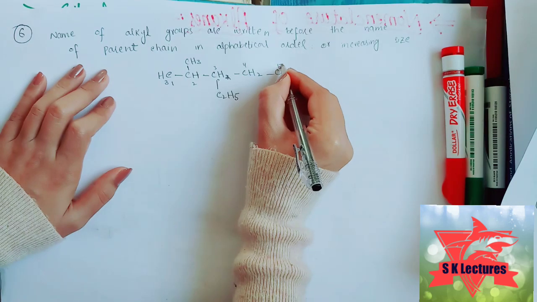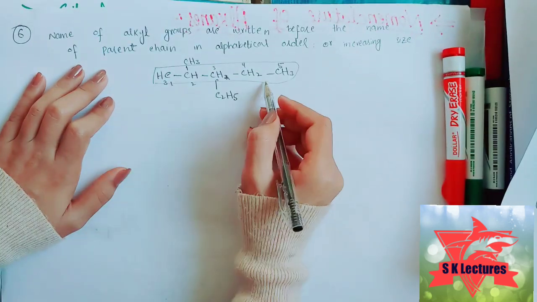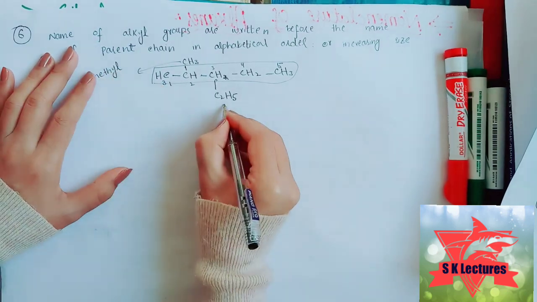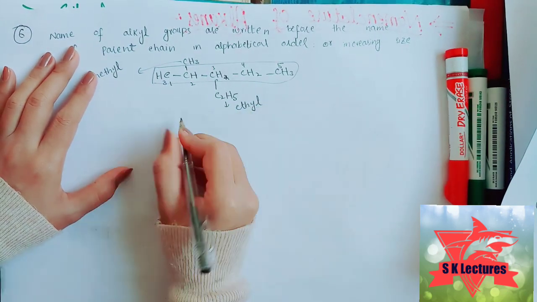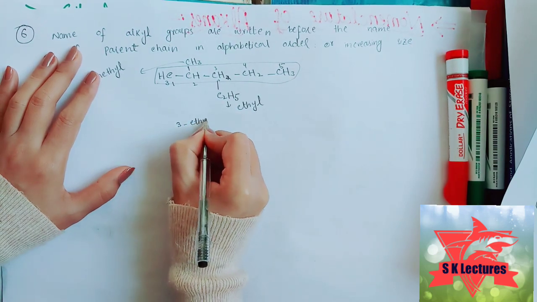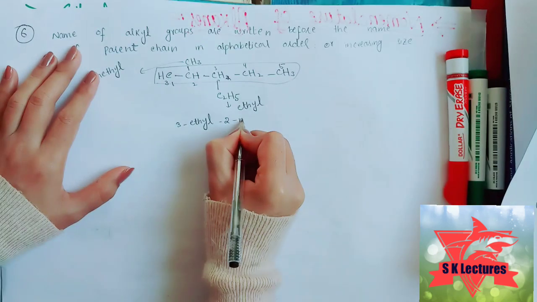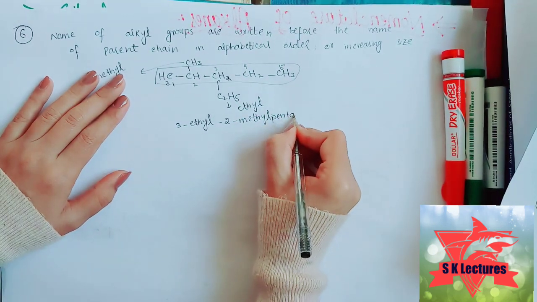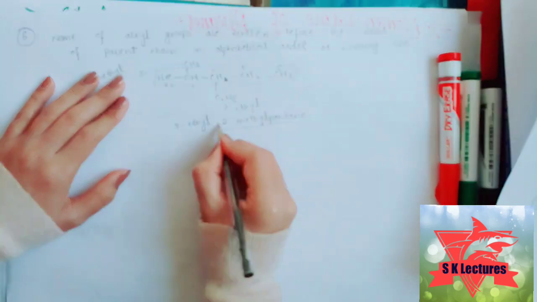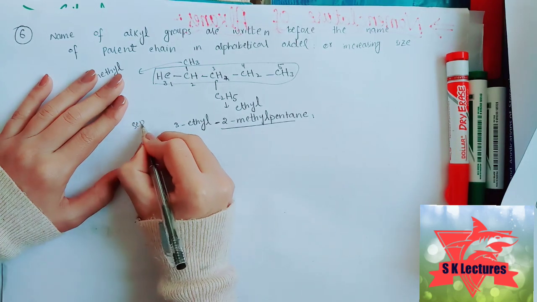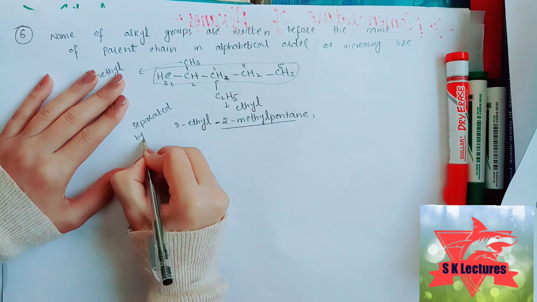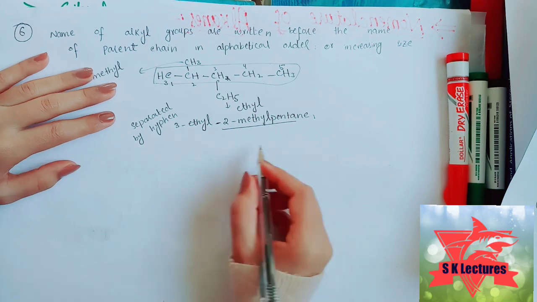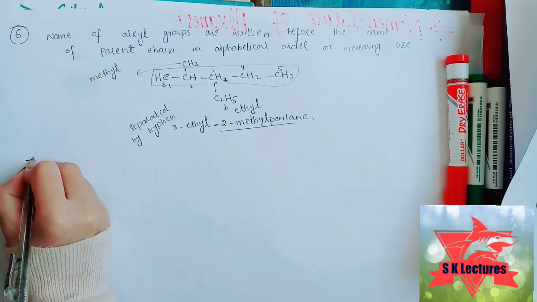The names of the substituents or alkyl groups attached to the parent chain will be written before the name of the parent hydrocarbon chain. In alphabetical order, ethyl and methyl, E comes first. So 3-ethyl, 2-methyl pentane. First name the alkyls or substituents, separated by hyphens, in alphabetical order, then the parent chain: 3-ethyl-2-methylpentane.